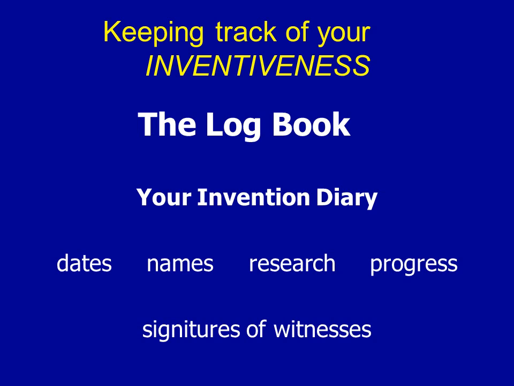The invention process requires keeping track of the progress and the failures that you make with your invention. This is referred to as your logbook. It is your invention diary. It contains the dates, names of individuals that are working with you, that you credit for their help, the research that you perform, and the progress, whether it's positive or negative.